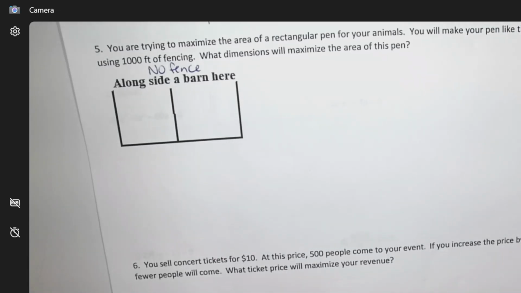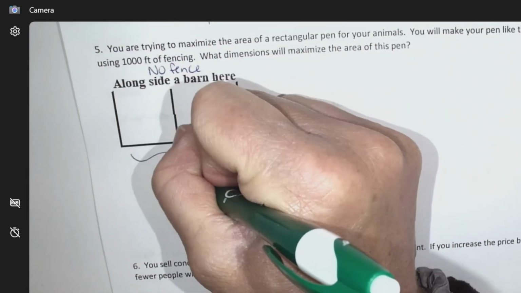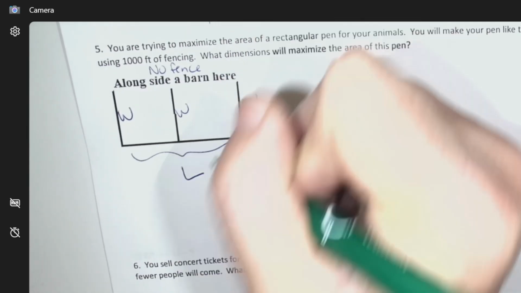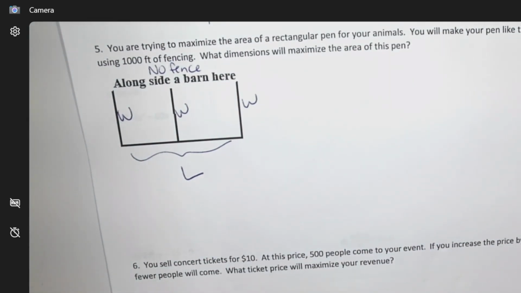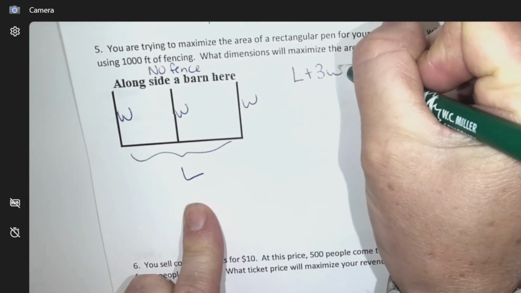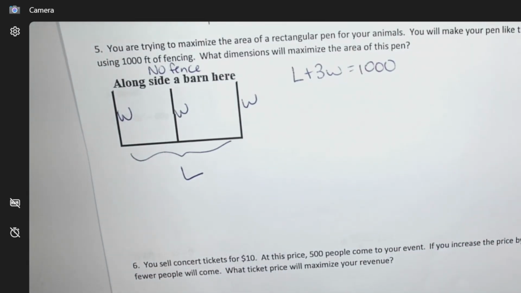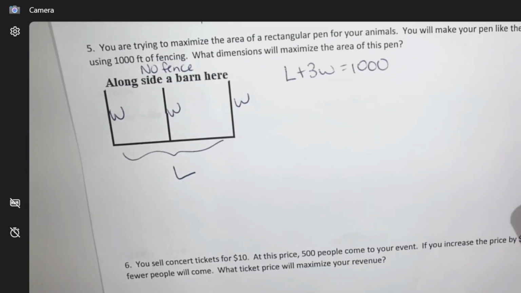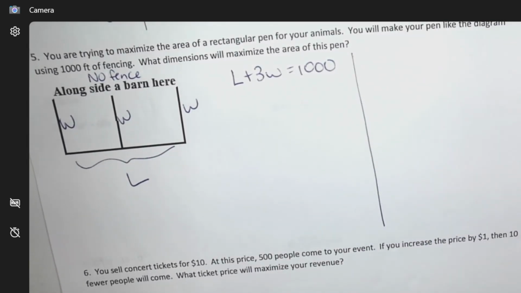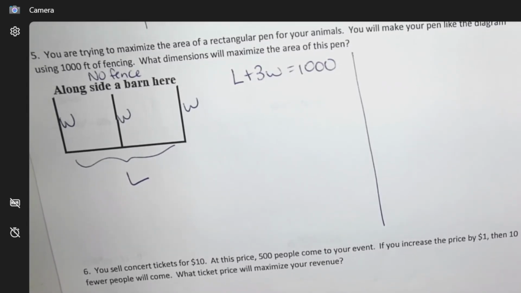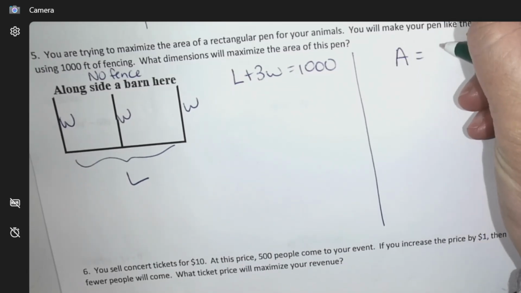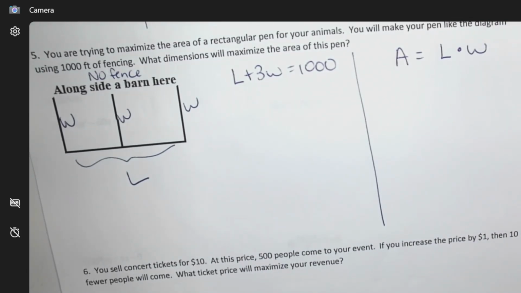Okay, so what I'm going to do is put some L's and W's on here. We're going to do L, and then these are W's, or vice versa, whatever. We have 1,000 feet of fencing, so this would all add up to 1,000. Now my goal is to get the maximum area. So I know area is length times width of a rectangle.